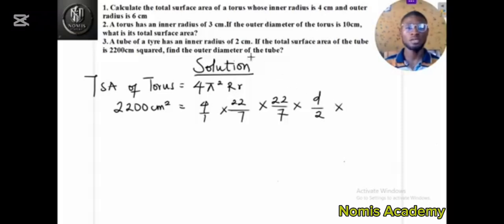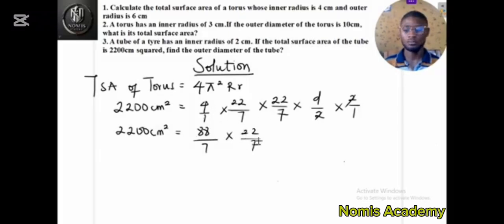The small radius is 2 centimeters, so this will be 2 over 1. Since I have 2, I can say 2 divided by 2. So I'm left with 2,200 centimeters squared equals 4 times 22, which is 88 over 7, times 1 over 7, multiplied by 22 over 7, multiplied by D. So everything on this side would have to go to the other side, leaving D the subject of the formula.